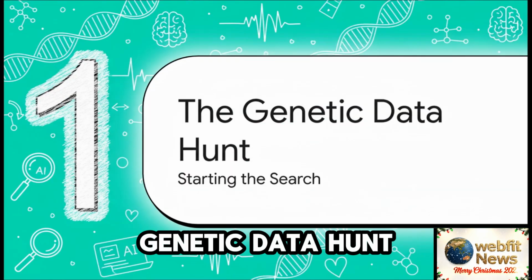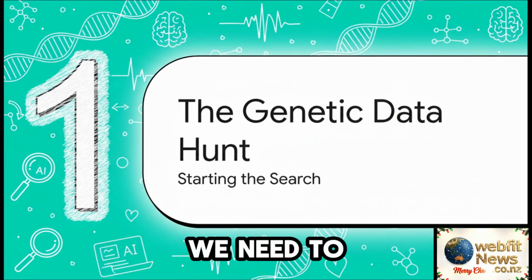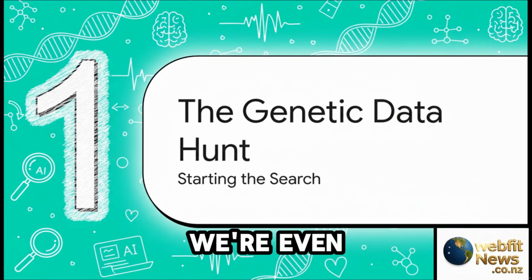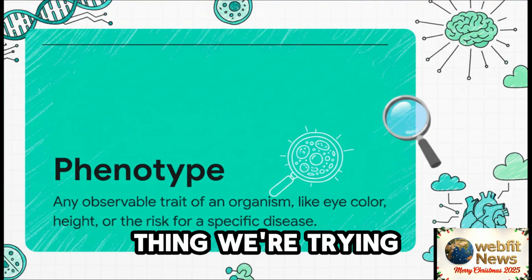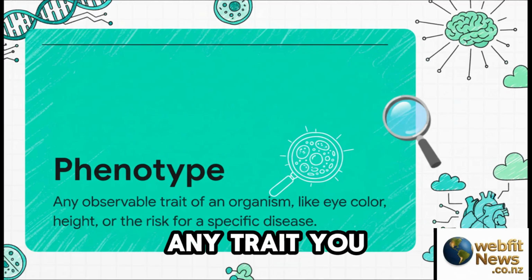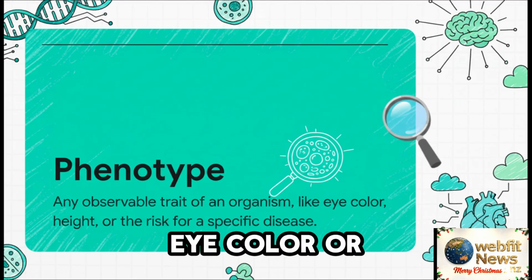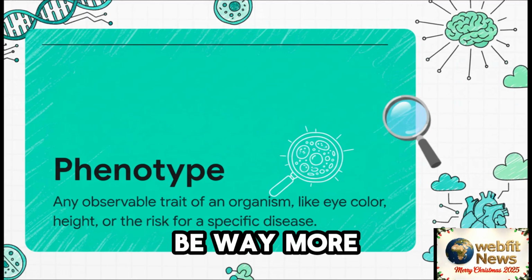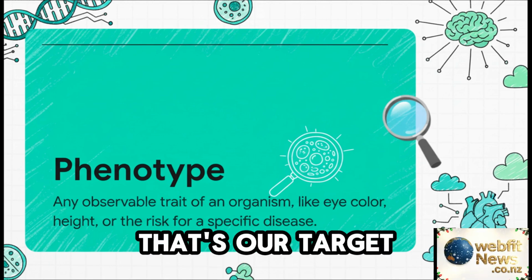To start this genetic data hunt, we have to begin with the basics. First things first, we need to know what exactly we're even looking for. So, in the world of genetics, the thing we're trying to understand is called a phenotype. It's really just any trait you can see or measure. It could be super obvious, like your eye color or your height, or it can be way more complex, like your specific risk for a disease. That's our target.